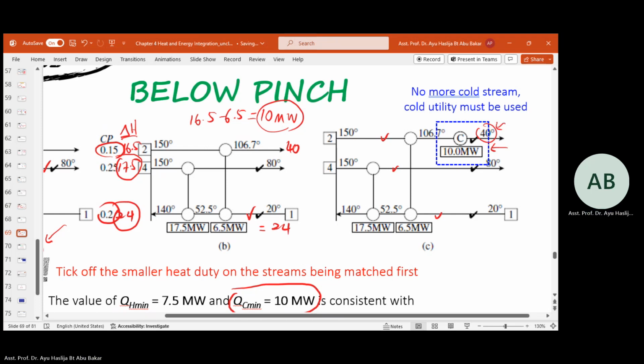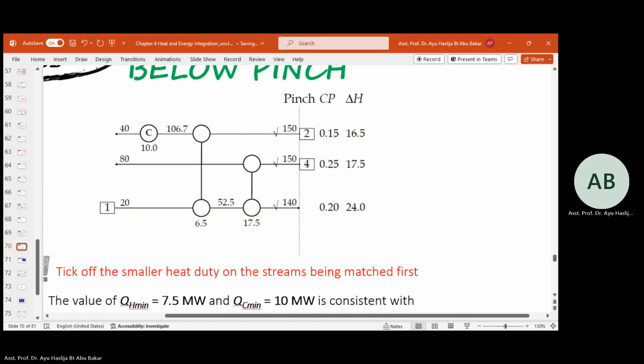Okay, any question? Okay, this is the summary of the below pinch with one full utility.